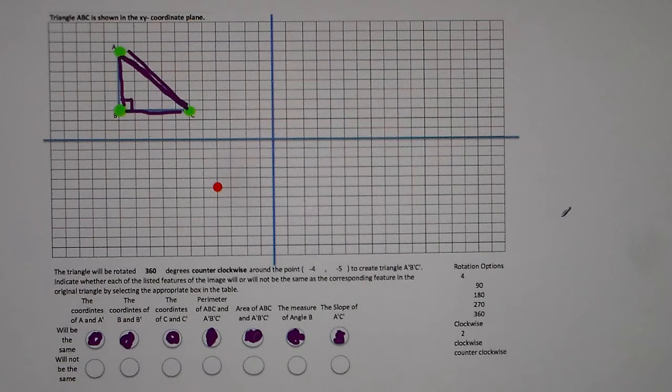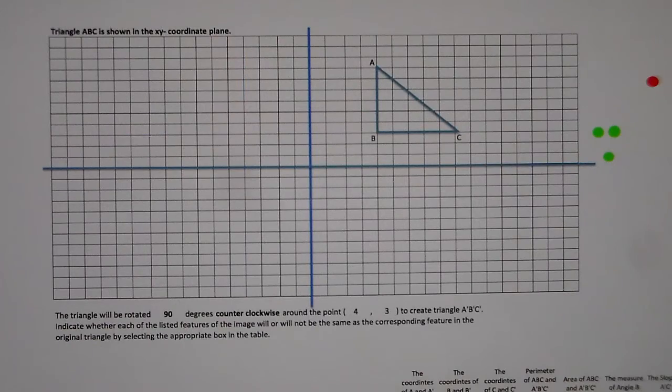So in this problem, it just is a triangle on top of itself with all the angles and all the sides being the same, and the location of A, B, and C, and A prime, B prime, and C prime are the same. Let's look at another one.